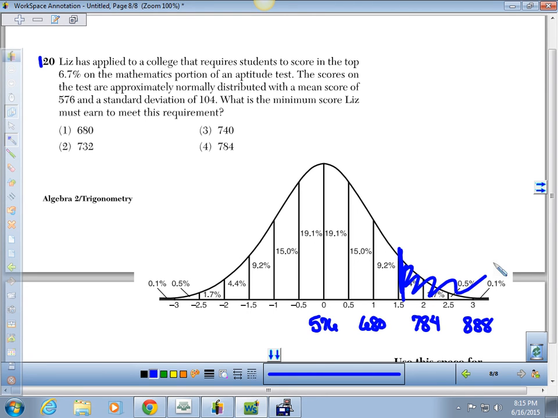Okay, so 784. We can go a little bit below 784, but can we go down to the 680? No. So we want the score that is going to be in between the 680 and the 784. Are there multiple scores that meet that? Yes. It could be this one or this one. So what we want to do is actually find that one. So what is half of a deviation? 52. So what's 680 plus 52? She needs to score at or above a 732 if she's going to get accepted.